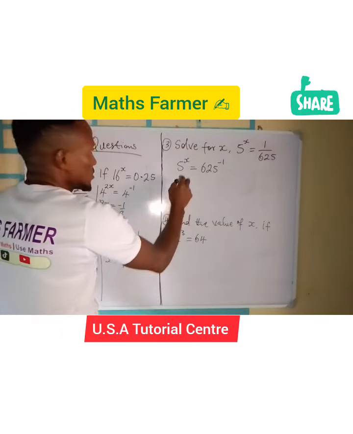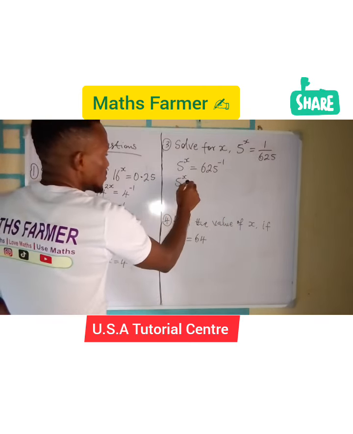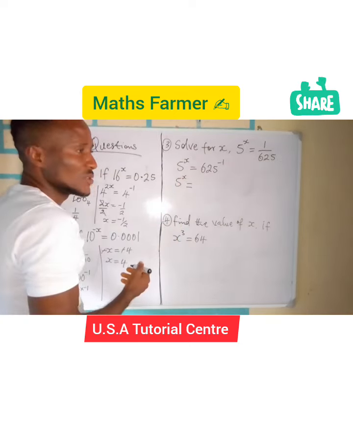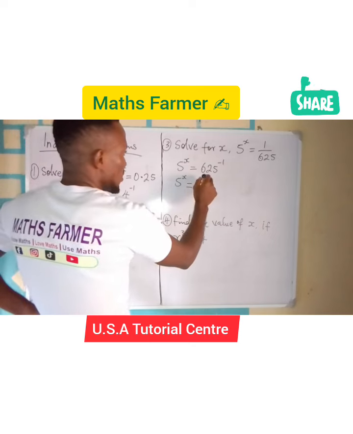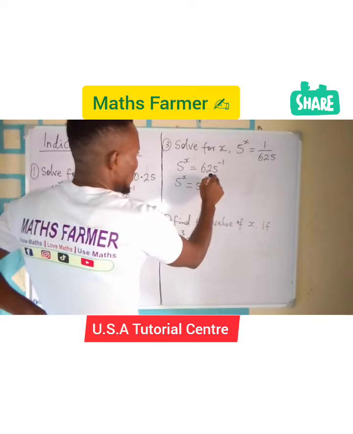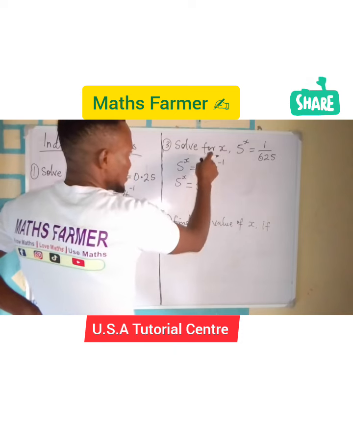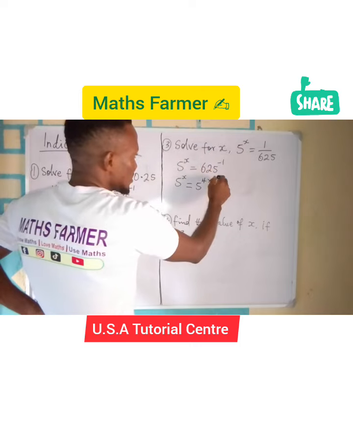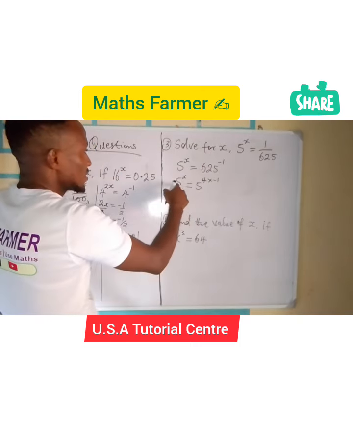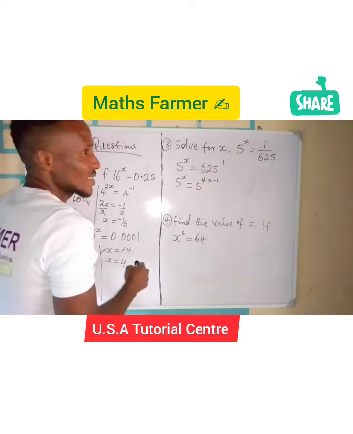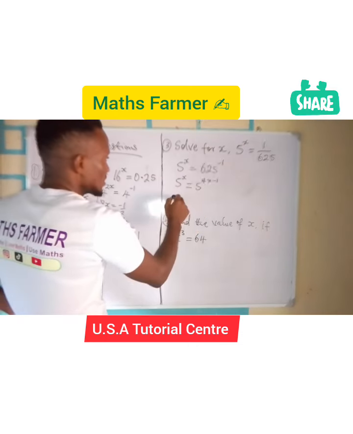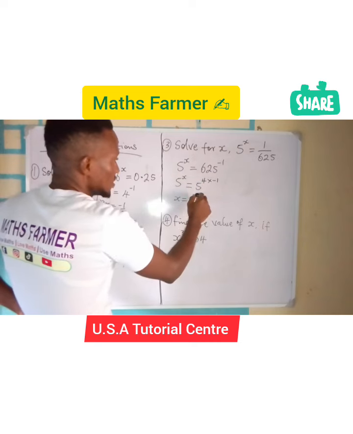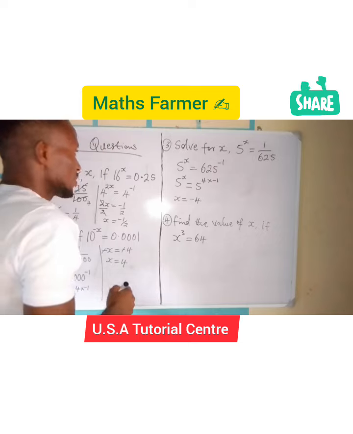Something like this. So now, 5 raised to the power of x is equal to, ask yourself, 5 raised to the power of what gives us 625? 5 raised to the power of 4 is the same thing as 625. Then we already have a negative 1 here. Since the bases are the same, we can equate their index or their power. So x is equal to 4 times minus 1, which is equal to minus 4.